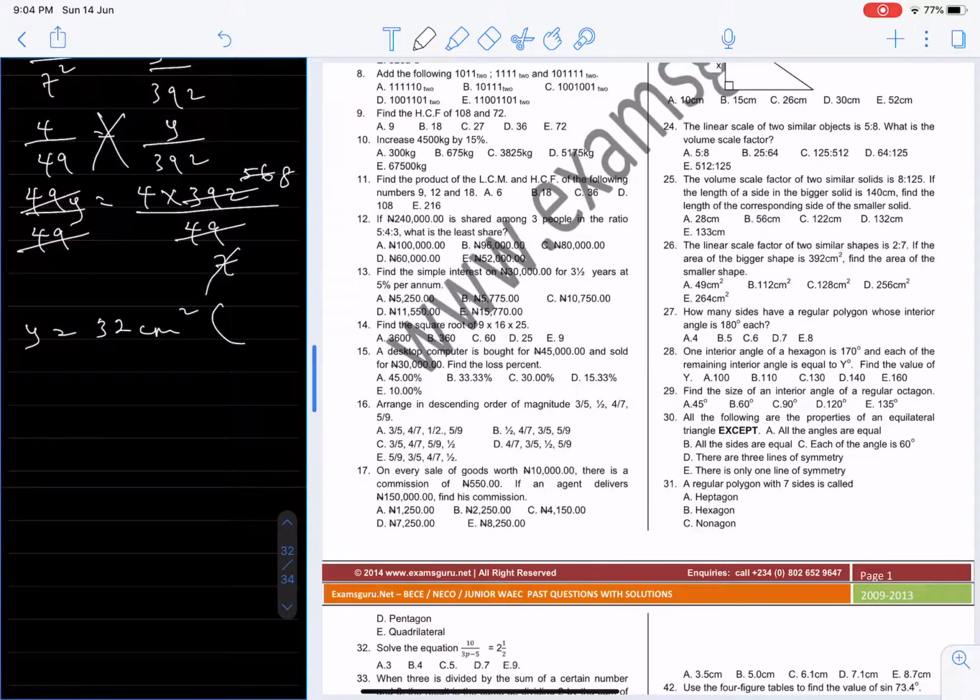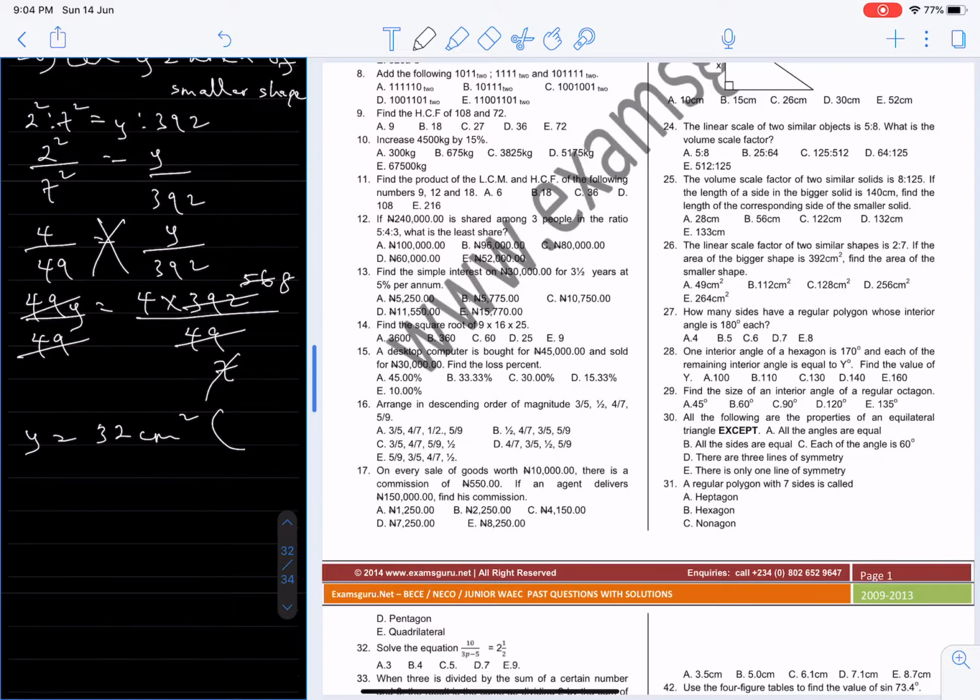What's happening? This is supposed to be correct. The linear scale is 2 to 7. If the area of the bigger shape is 392, find the area of the smaller shape. 2 squared over 7 squared, that's 4 over 49, equals y over 392. That's correct. 49y equals 4 times 392. 7 in 42 is 6. That's 56. 7 in 56 is 8. 4 times 8 is 32 centimeters squared.